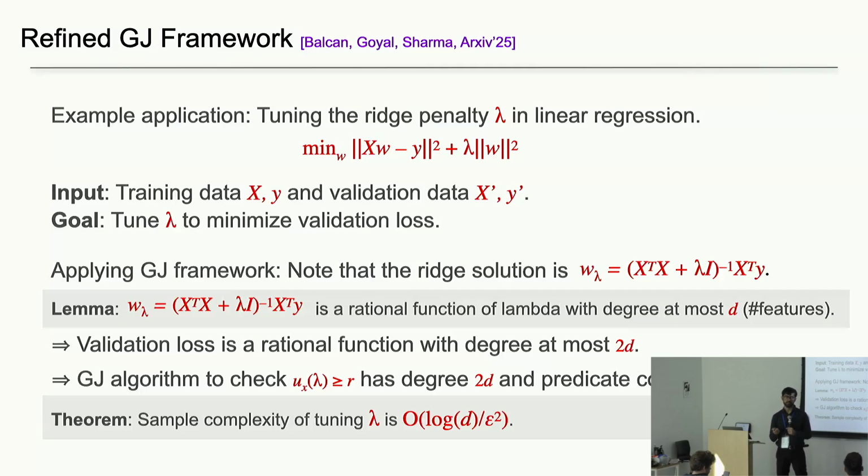So this is a much easier tool to compute pseudodimension. All you need to do is look at the expressions the algorithm is calculating. In this case, it's a single expression because it's a closed form solution, and you bound the degree of those expressions. That's all you need to do in order to get a bound on the pseudodimension.